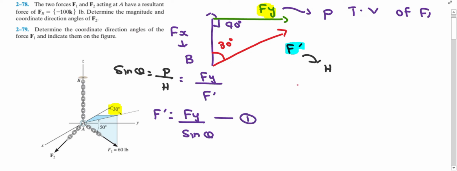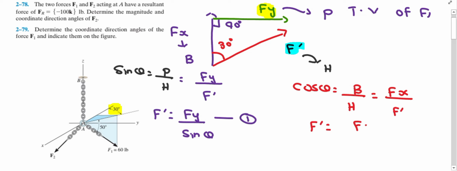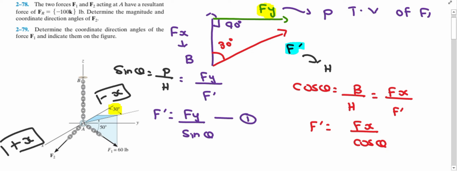Similarly, apply cos theta here. So cos theta is equal to base upon hypotenuse. The base in this case is Fx, and the hypotenuse is F prime. So F prime equals Fx upon cos of theta. The direction of Fx is the negative x-axis. This is the positive x-axis, and the opposite side of the positive x-axis is the negative x-axis. So the Fx is drawn on the negative x-axis. Based on its direction, the Fx is negative. So F prime equals negative Fx upon cos of theta, based on the direction. Let's call this equation number 2.